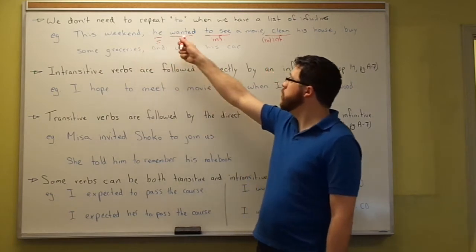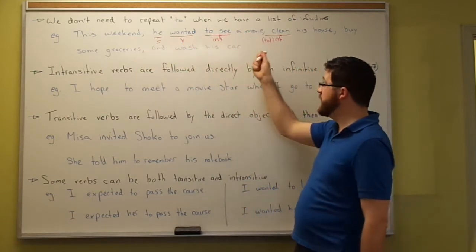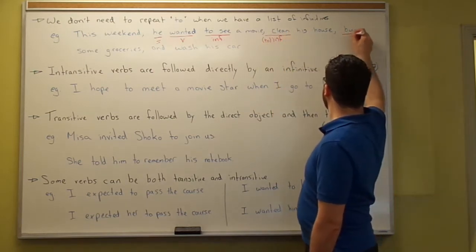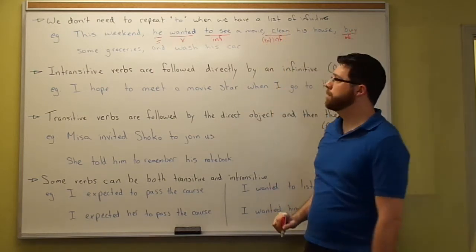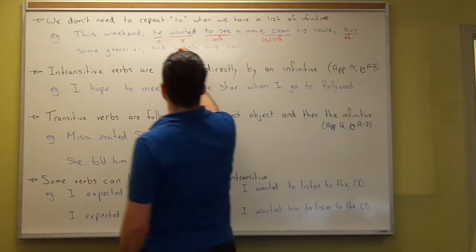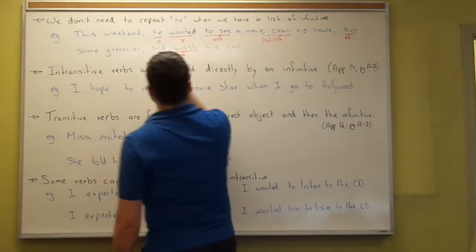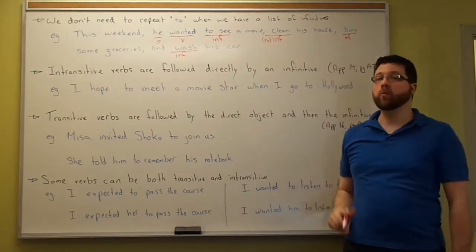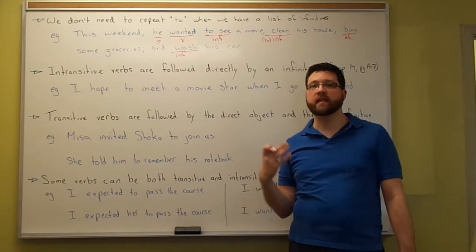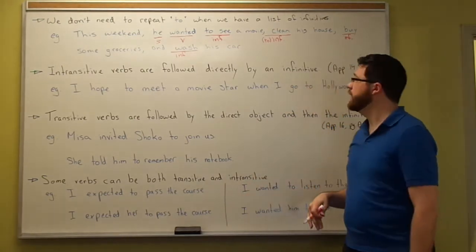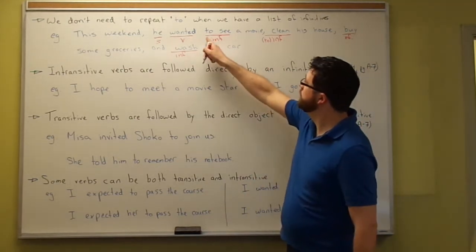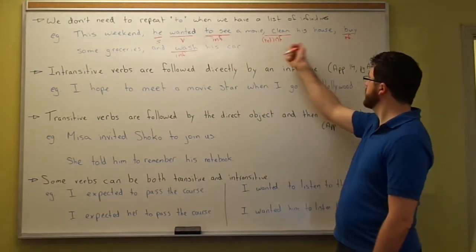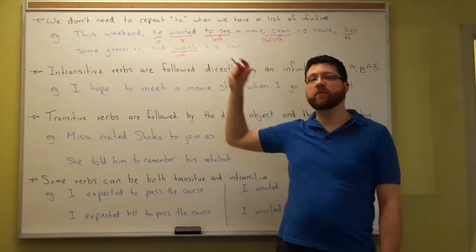Because this weekend he wanted to see a movie, and he wanted to clean his house, and he wanted to buy some groceries, and to wash his car. These are all the things he wanted to do, all the activities he had planned for the weekend. And so you see here, the first infinitive has "to", but the rest, these other three, do not.